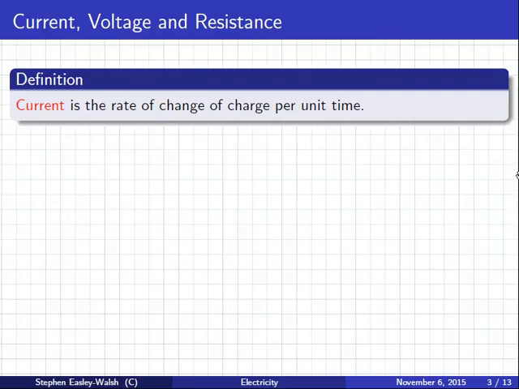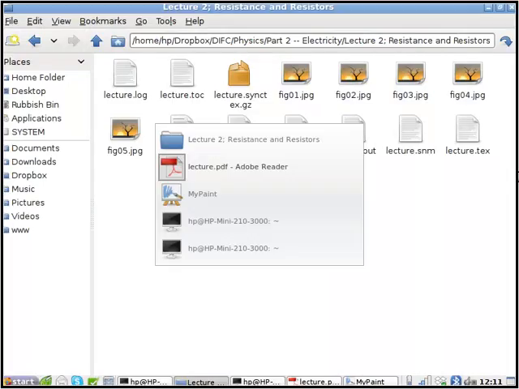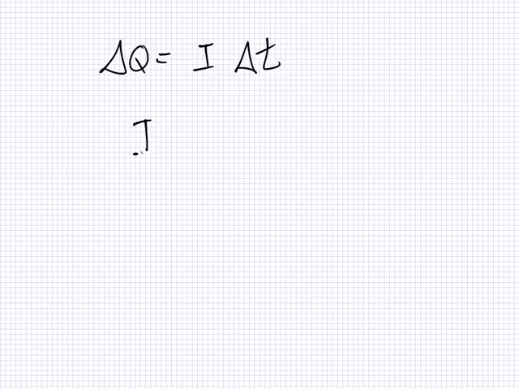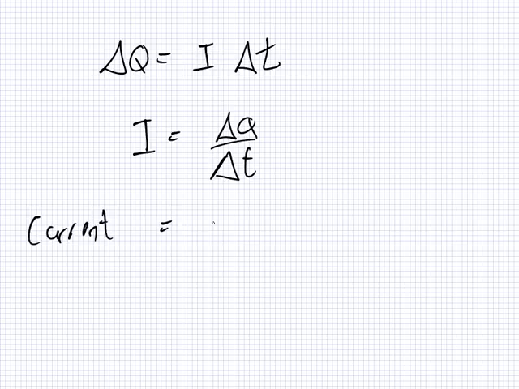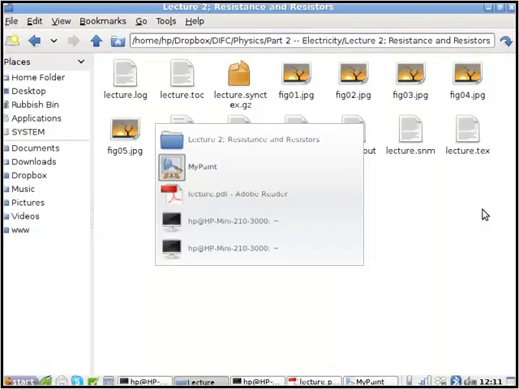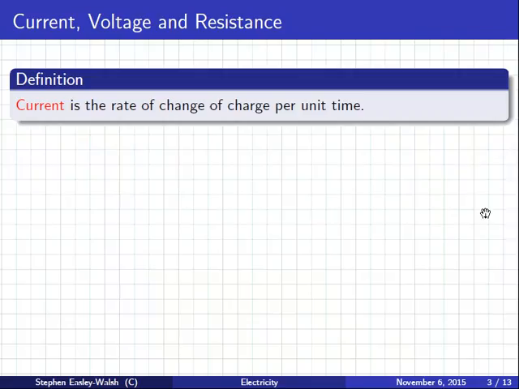So, another way to think about current, we had charge equals current multiplied by time. But you can also say current equals charge divided by time, which in other words is like saying current is charge per time. So another way to think about current is the rate of change of charge per unit time. So you can write this one down, and there it is as a formula.